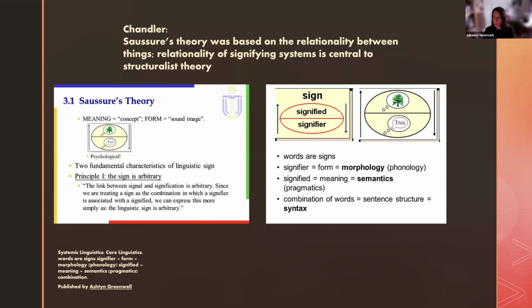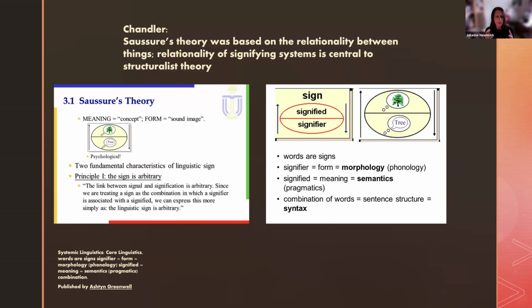And this is a psychological process where we have a thought of a tree, and then we have a thought of the word tree. So how do these things function together? They're enclosed in a circle here as if they coexist and are mutually reliant. So there are two fundamental characteristics of the linguistic sign. The relationship between these two things is the sign. So the link between signal and signification is arbitrary, as I've already explained.